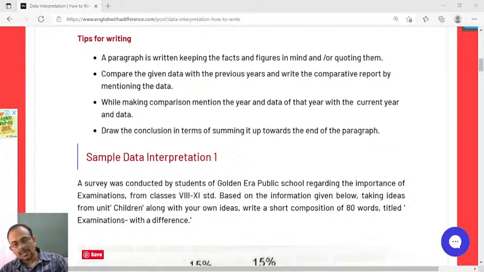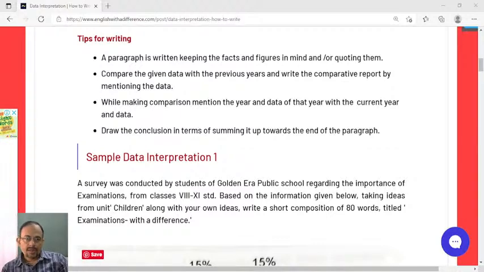The only thing you have to remember is that in case of data interpretation, you need to make three different paragraphs, as I told you the other day as well. You need to make a three-paragraph write-up on that data interpretation. For example, the first paragraph, your introductory paragraph, must consist of what this data is all about, and what things are taken from which category. This will come in the first paragraph.